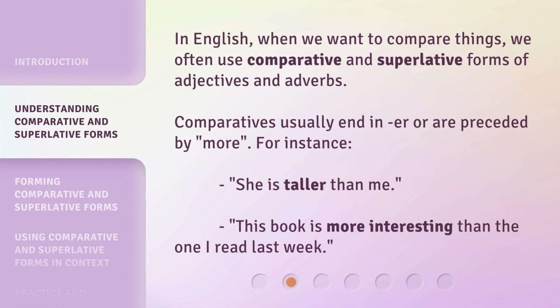In English, when we want to compare things, we often use comparative and superlative forms of adjectives and adverbs. Comparatives usually end in er or are preceded by more. For instance, she is taller than me. This book is more interesting than the one I read last week.